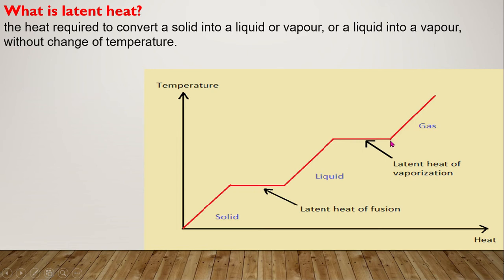Okay, that time we get the latent heat of vaporization. Until the liquid turns into vapor, the temperature will not rise. The temperature will be steady in this position. When the liquid has turned into vapor, then again the temperature will rise. In this way we will get this graph. Have you understood the graph?